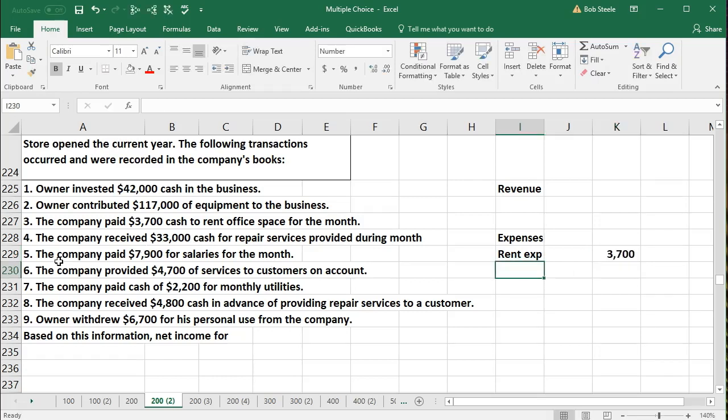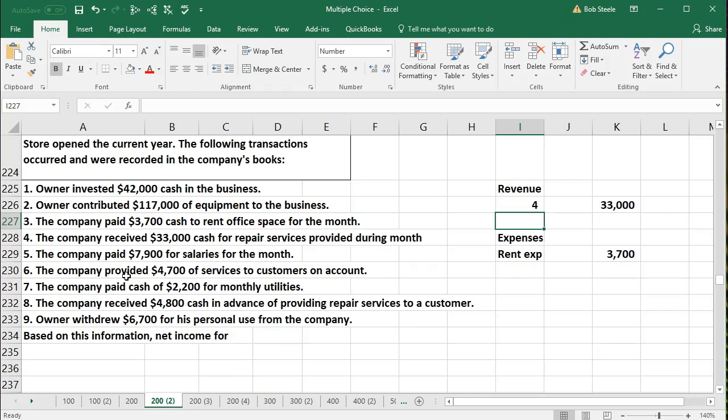Next component we had, number 4. The company received $33,000 cash for repair service provided during the month. So apparently we do the repairs. That's what we do. Therefore, we received $33,000 debiting cash. Did we do the work in this time period? Said we did the work during the month, therefore the credit would be going to revenue. So we're going to go ahead and say we have revenue, and maybe it's best just to list the number here of when we earned it. That happened on number 4, $33,000.